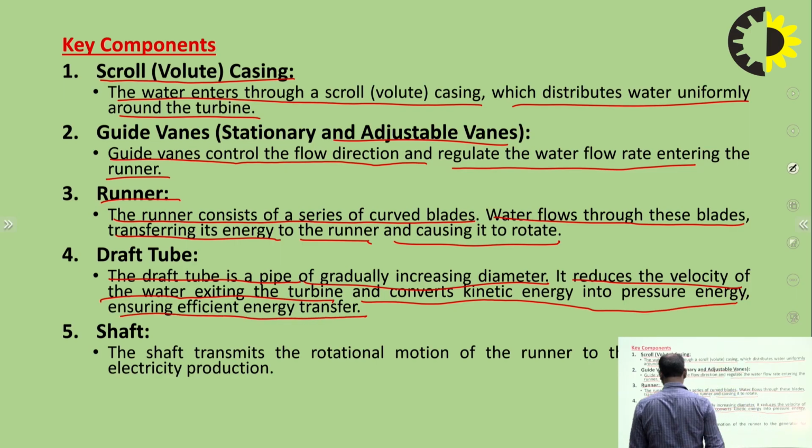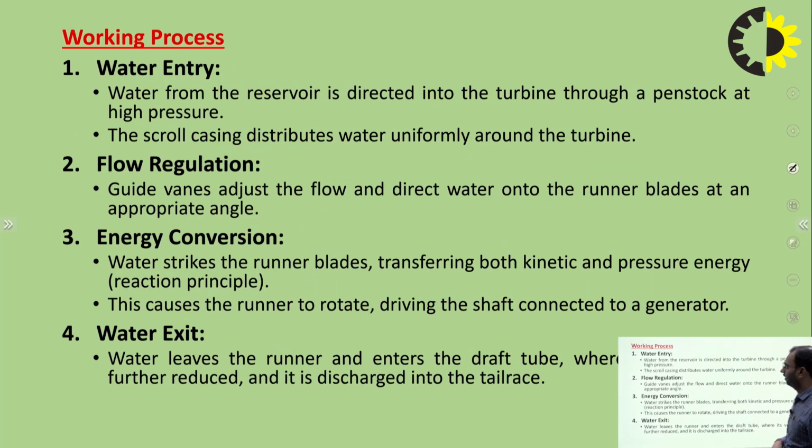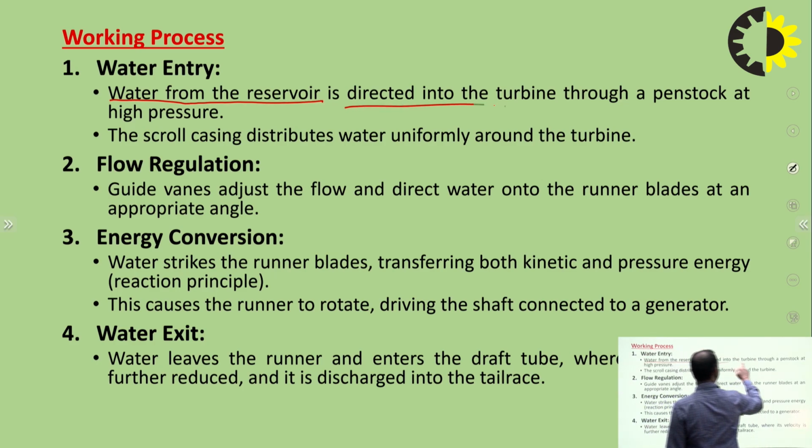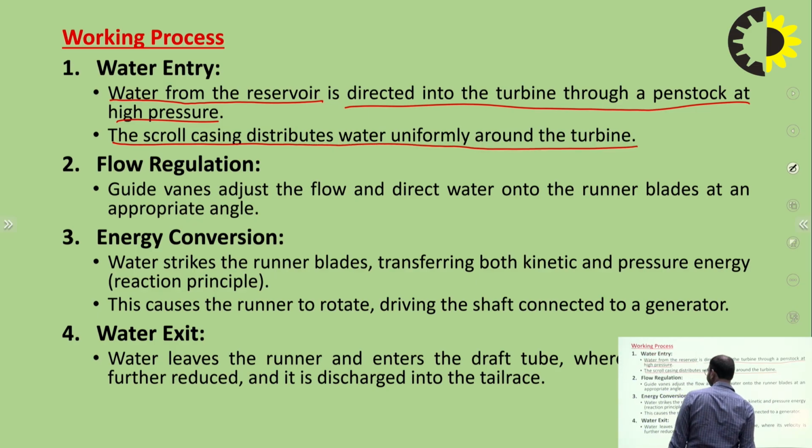energy transfer. Then shaft. The shaft transmits the rotational motion of the runner to the generator for electricity production. So these are the key components of Francis turbine. Then what is working? Firstly, water from the reservoir flows directly into the turbine through a penstock at high pressure. Then the scroll casing distributes water uniformly around the turbine.